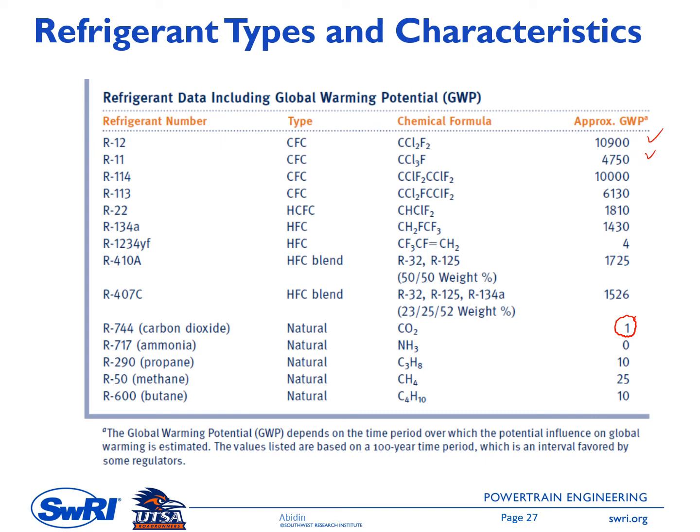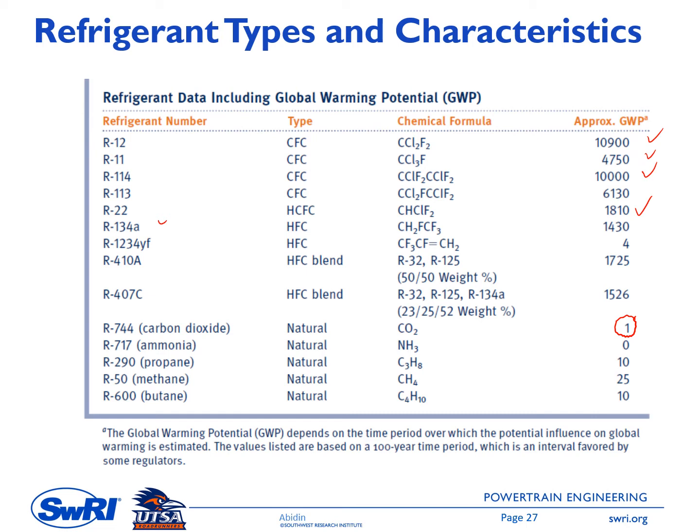The next one is R11, and I believe in the US R12 and R11 are not allowed anymore. R114 and R22 are not allowed also. This one is still a popular one, R134a. It is from the HFC type class, and R134a is one of the good refrigerants. However, the price is high, so this is another concern for the refrigeration companies.